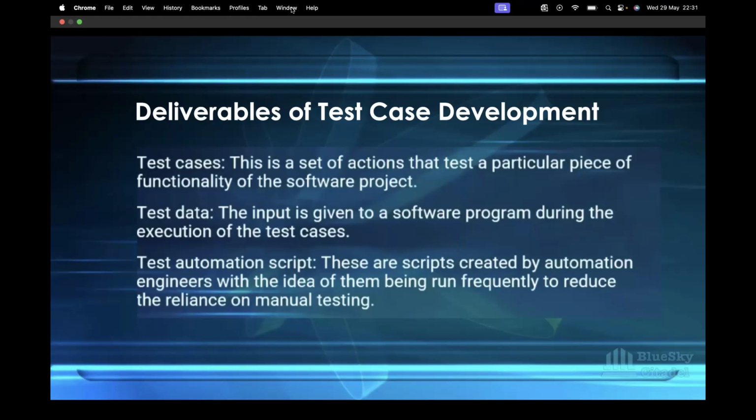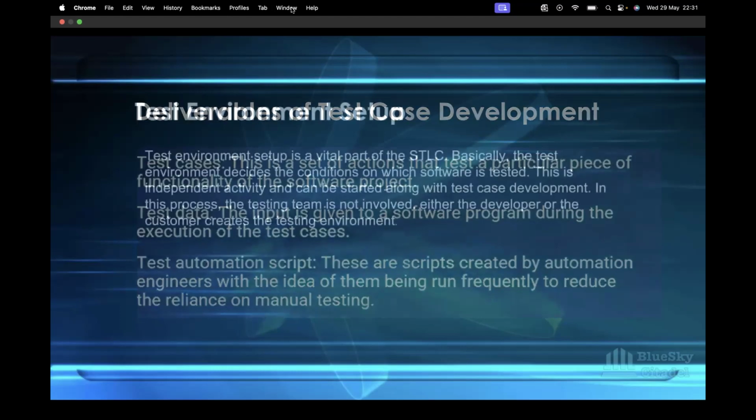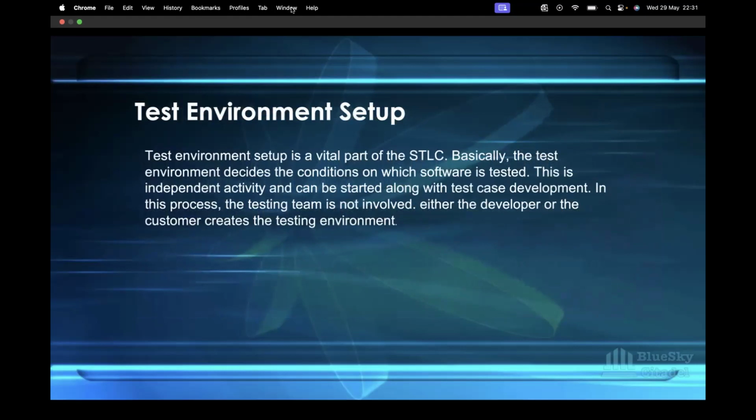And then we also have test automation scripts. These are scripts created by automation engineers with the idea of them being run frequently to reduce the reliance on manual testing. So that's automation. Automation is quicker, put it that way. Like I said, it reduces the manual testing effort compared to when you are using manual. So that's automation. Next slide, please.